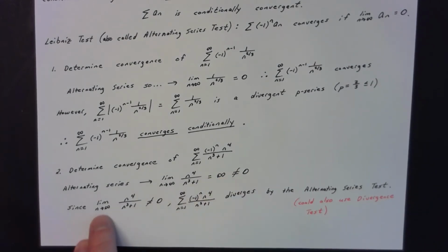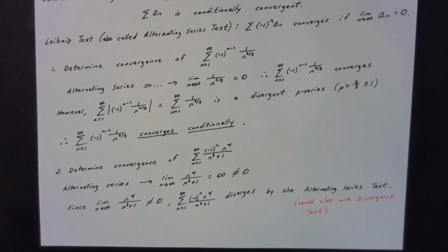So we can say, since the limit as n approaches infinity of the general term of our series is not 0, that is conclusive evidence to show that our series diverges. And you could either say this is by the alternating series test, or like I have in red here, you could also just say, well, this diverges due to the test for divergence, or the divergence test.